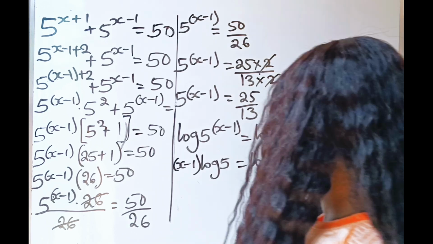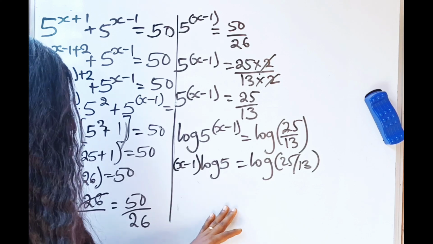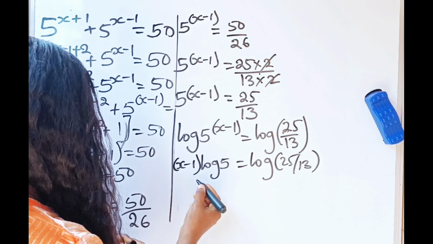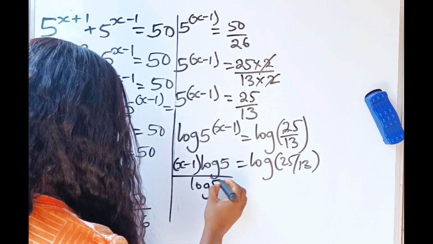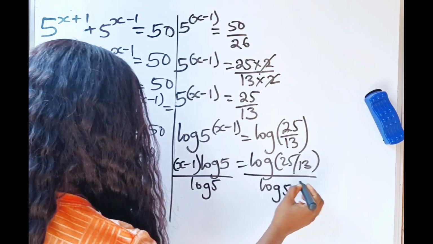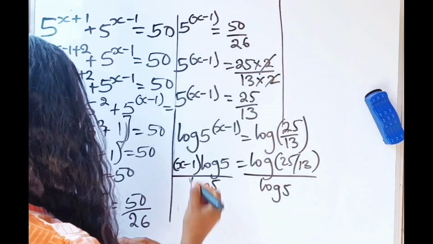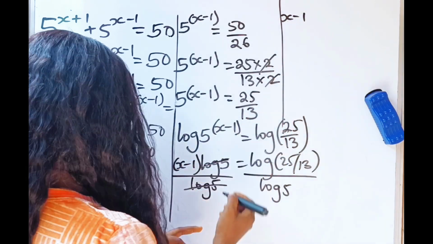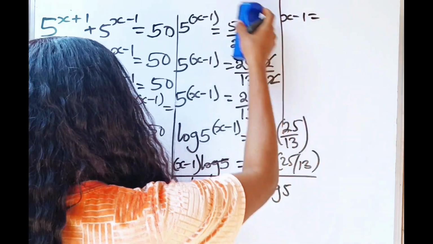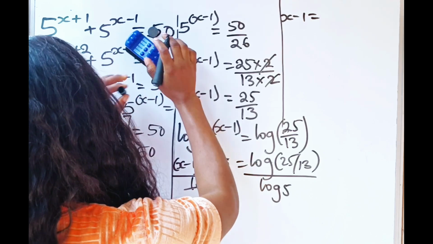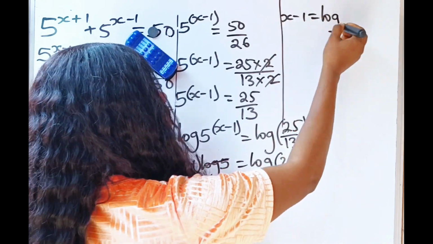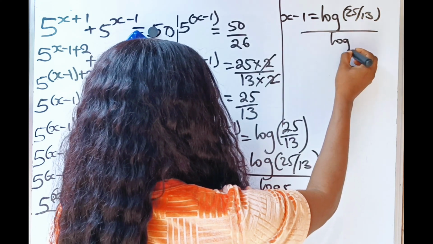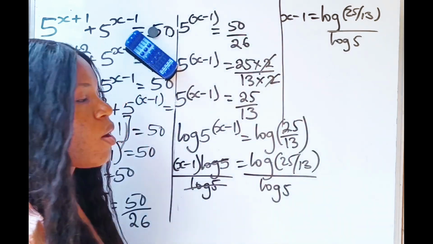So we are going to have x minus 1 multiplied by log 5 is equal to log 25 divided by 13. Okay, now at this point let's divide both sides of this equation by log 5. So if we do that, we have this divided by log 5 and this divided by log 5. Now when this cancels this, you are left with x minus 1. So we have x minus 1 is equal to log 25 divided by 13, over log 5. Okay, all right, now what do we do next?